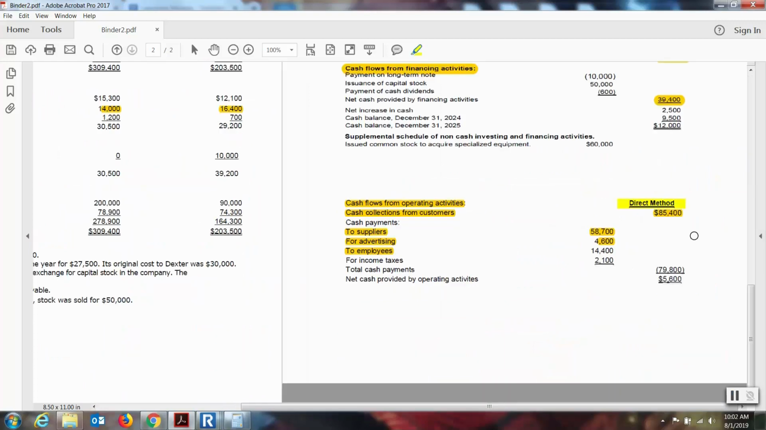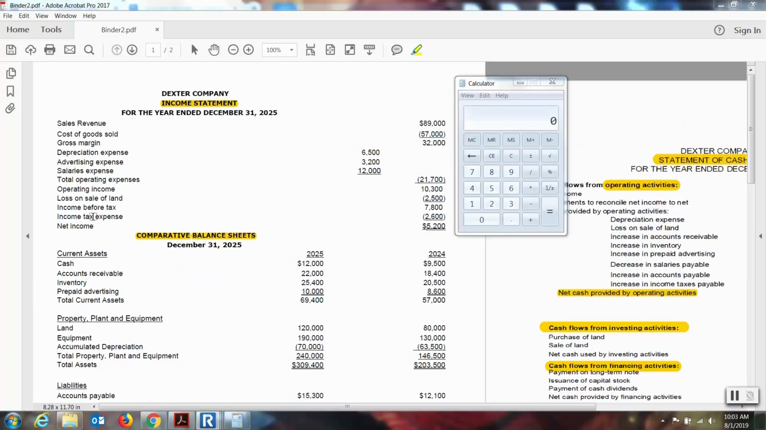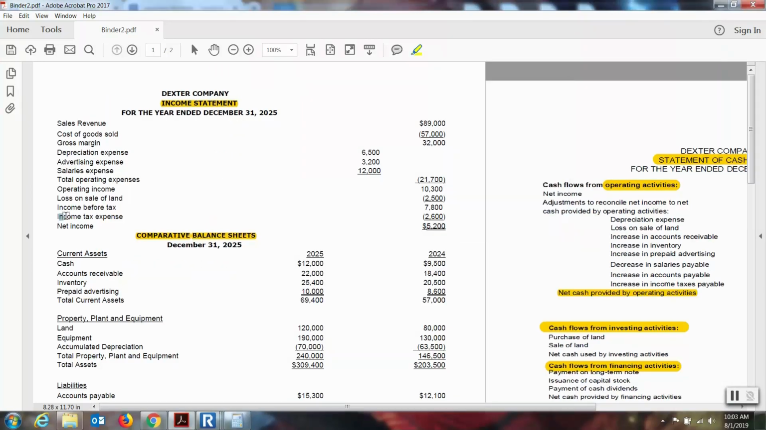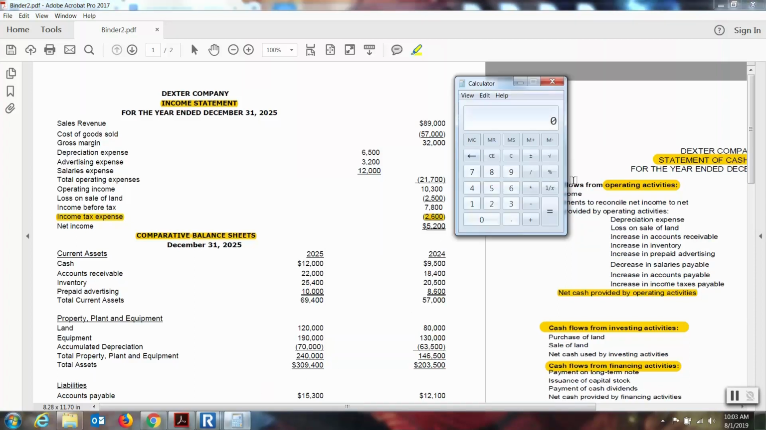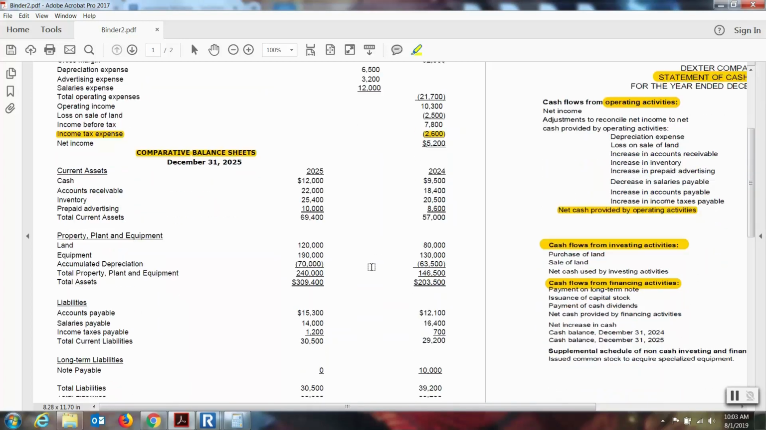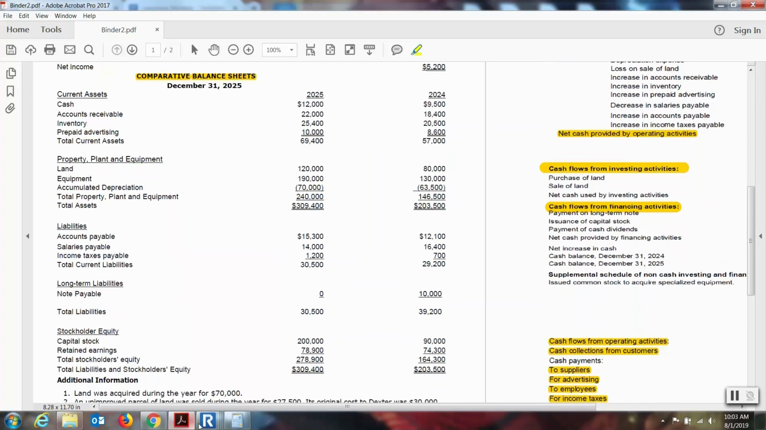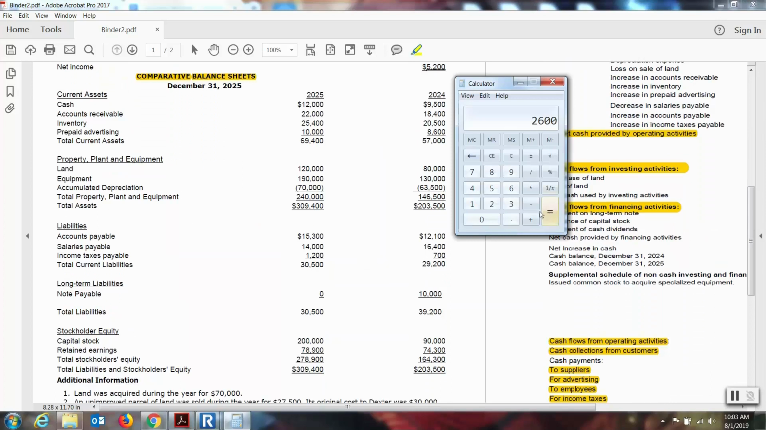Let's go back to the operating section using the indirect method. Employees, $14,400. Then we have income tax to contend with. Let's go back to the statement. Let's examine the income statement. Are there any income taxes? Yes, there are. Income tax expense, $2,600. Now let's look and see if there is anything on the balance sheet that is reflected. Here again, we'd be looking for a payable, maybe some taxes that have not been paid yet. Let me clear out that $2,600 so we can calculate the difference here.